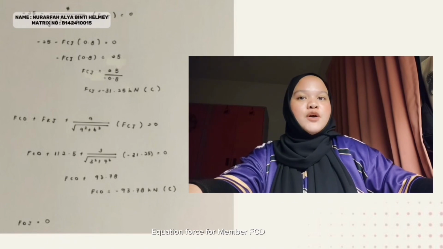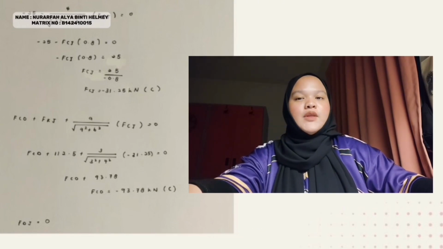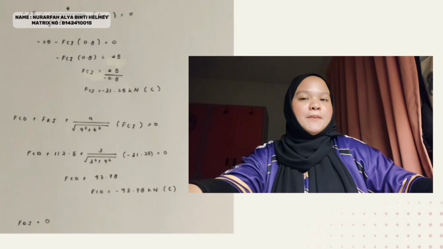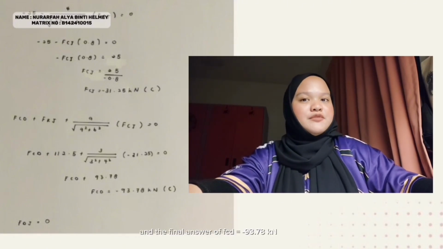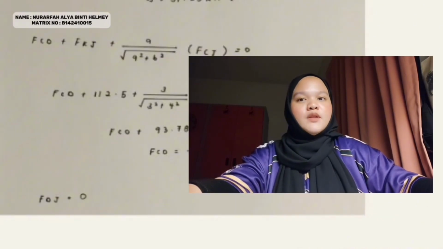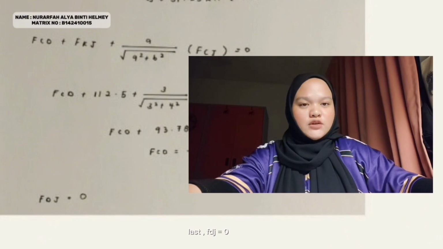Next, equation force for member FCD. The equation is FCD plus FKJ plus A divided by square root of A power of 2 plus B power of 2 multiply FCJ equal to 0, and the final answer of FCD is equal to negative 93.78 kilonewton, and that is a compression force. Last, FDJ is equal to 0. That's all for me. Thank you.